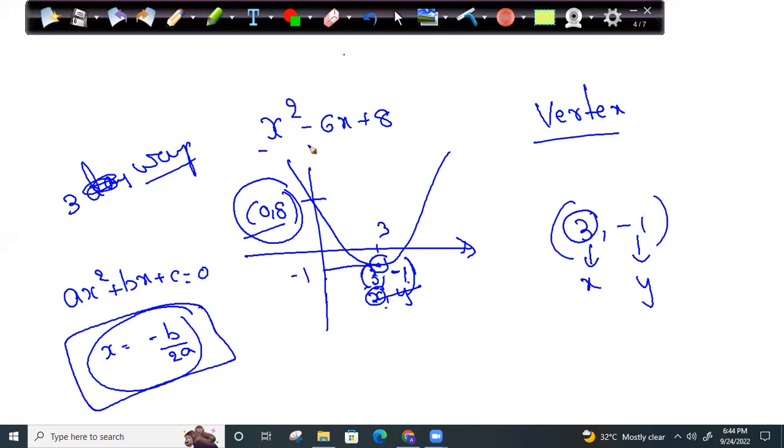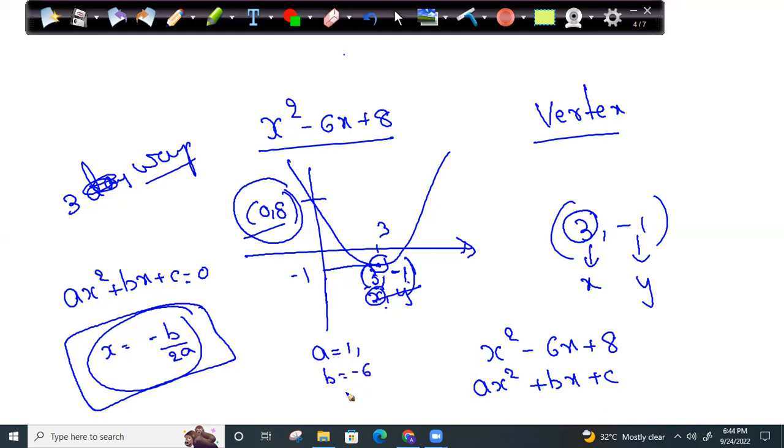So now let me take this question. x square minus 6x plus 8. Compare this with ax square plus bx plus c. So a is 1, b is minus 6, c is 8. I just told you how to find the x value of the vertex. Minus b by 2 into a, 6 by 2, 3. See, that is how I got 3 here.